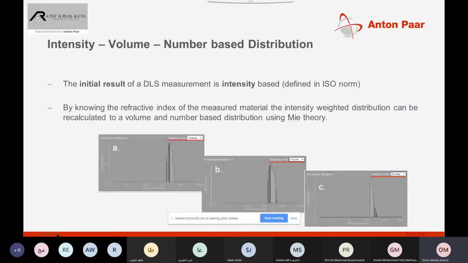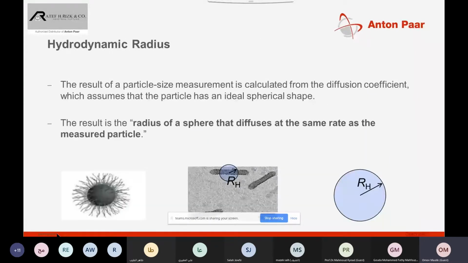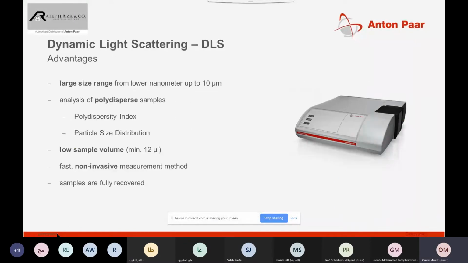There are two basic modes. One is the analysis method model, and another one is cumulant. We will come to that when we have a demonstration on this instrument. When we talk about dynamic light scattering, it is basically used to measure particles from 0.3 nanometers to 10 micrometers. You can also get a polydispersity index using this.